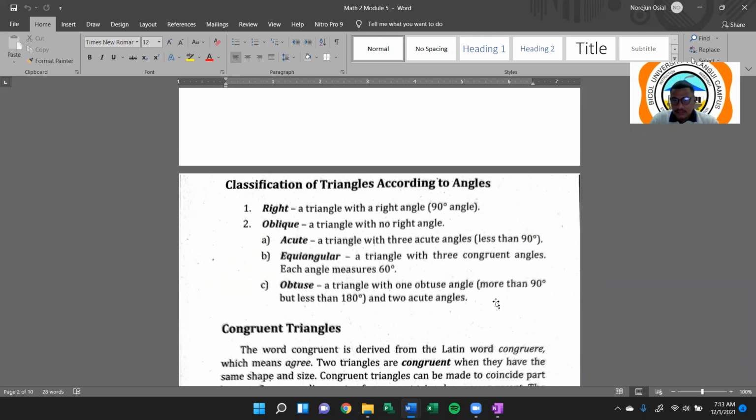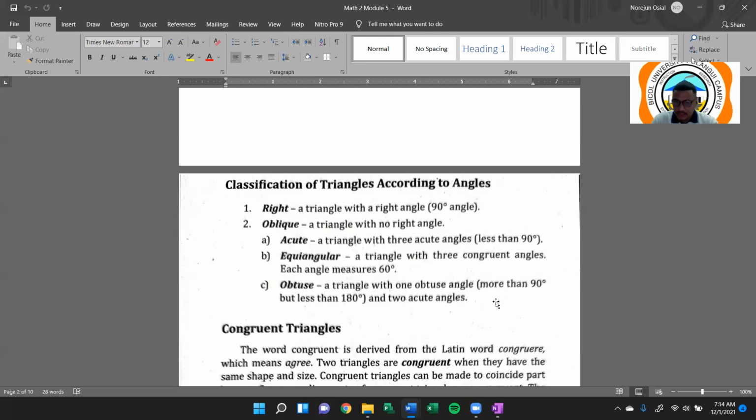Triangles may be classified according to angles as right or oblique. And the oblique triangle has three types: the acute, equiangular, and obtuse. Let's talk about the first one. A right triangle is a triangle with a right angle, which measures 90 degrees. And an oblique triangle is a triangle with no right angle. Under the oblique triangle, we have three types.